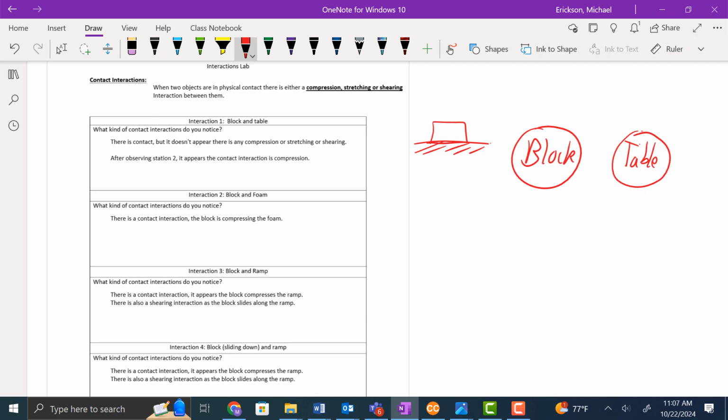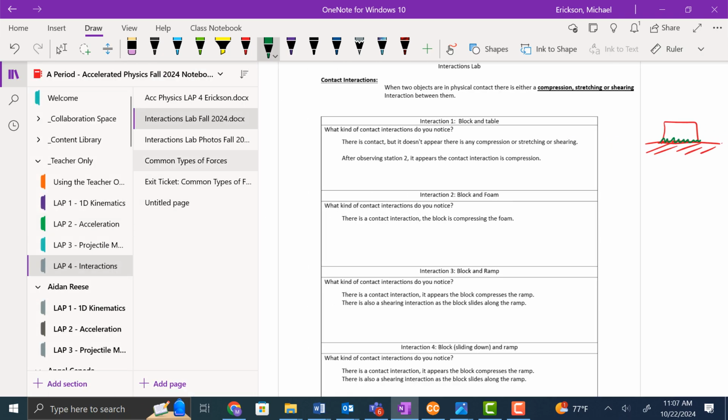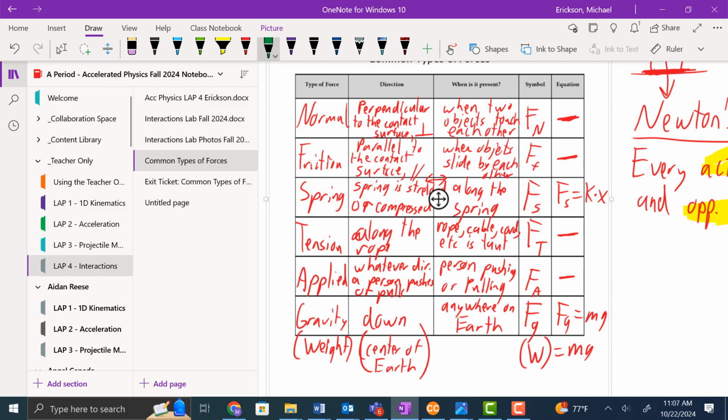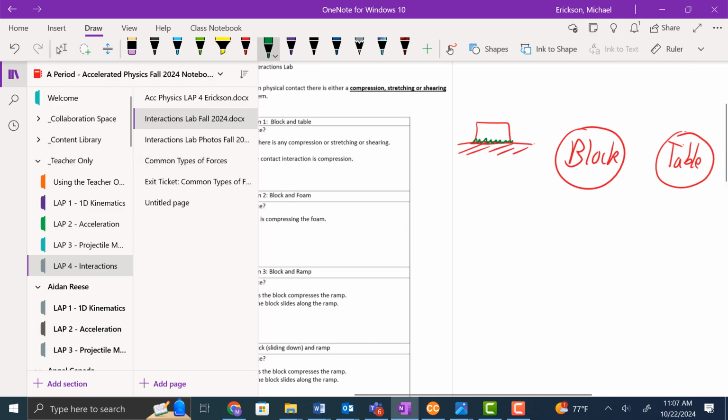So then we have to ask ourselves, what is happening at this interaction here? This interaction here, the block is in contact with the table. So I'm going to look for any forces that match that. Okay, normal force, perpendicular to the contact surface when 2 objects touch each other. All right, Fn seems like it matches. So the block is putting a force onto the table.